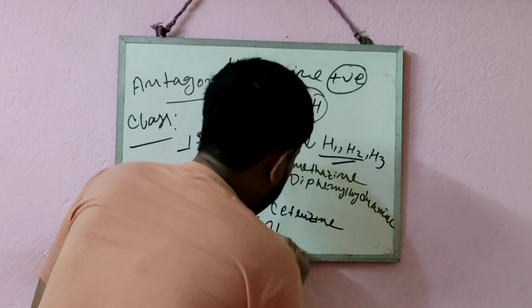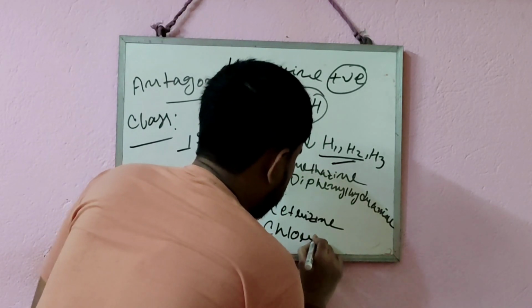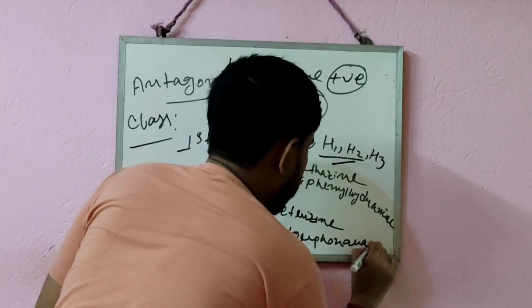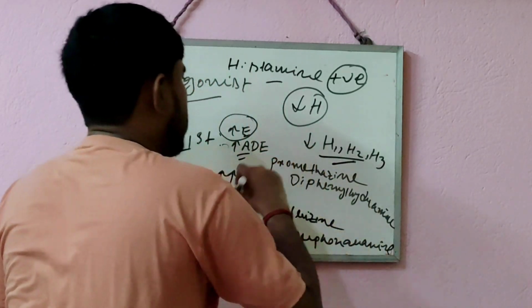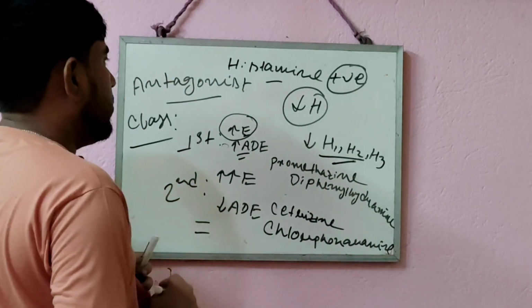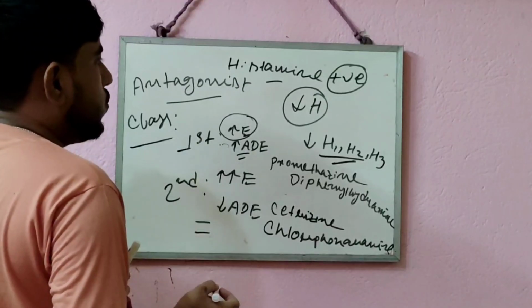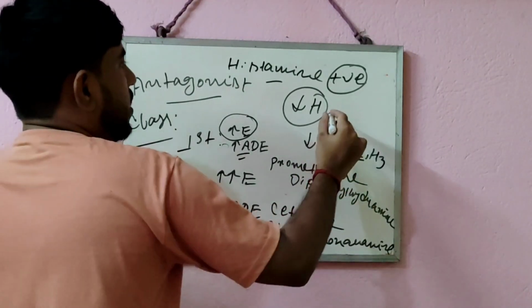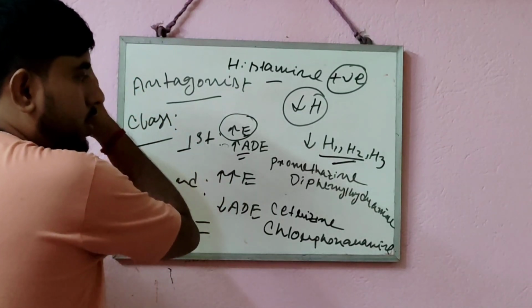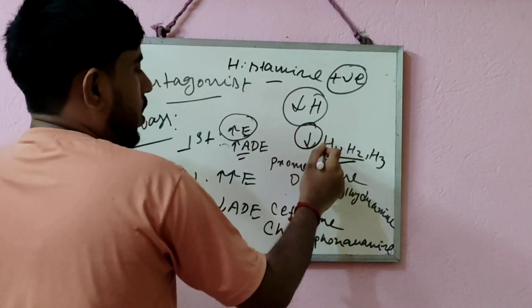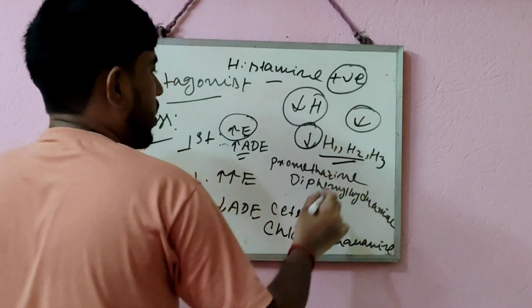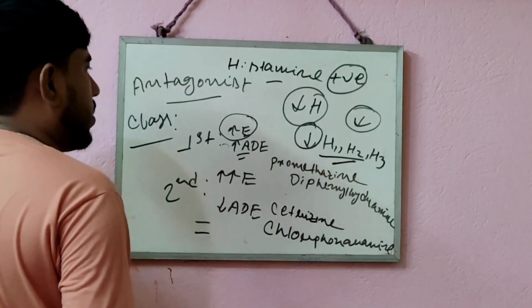And an example is chlorpheniramine. So in that slide I have discussed the histamine antagonists, which are taken as a drug in our body to decrease or inhibit the action of histamine by binding with H1, H2, H3 receptors and decreasing the action of the H1, H2, H3 receptors.